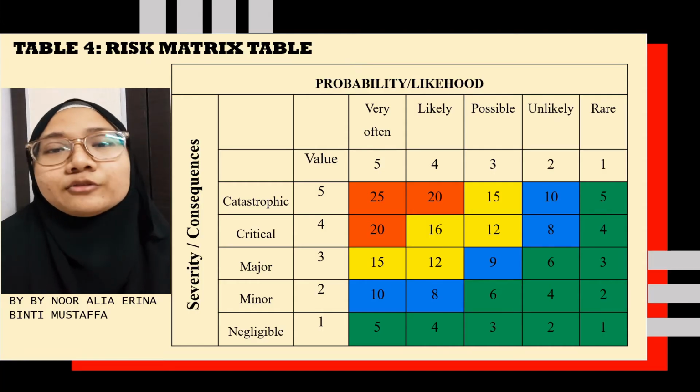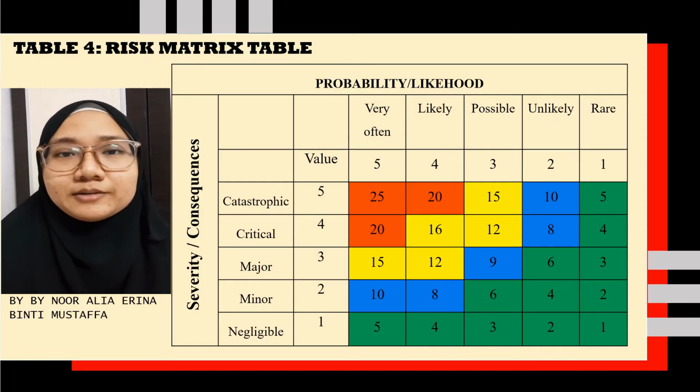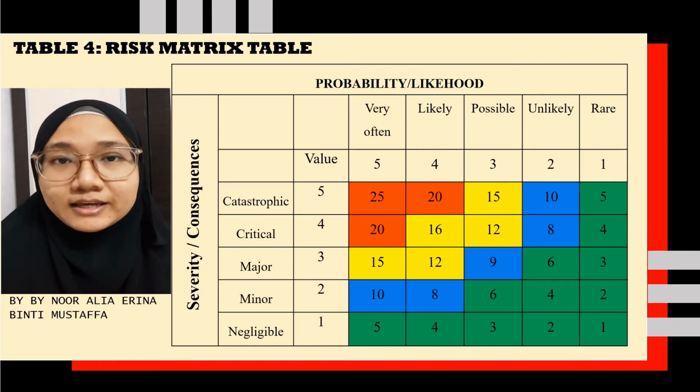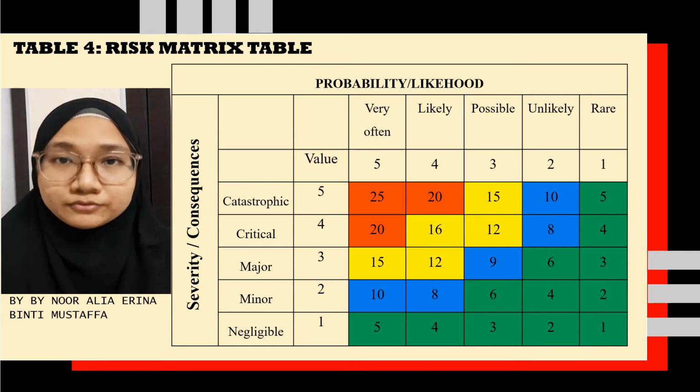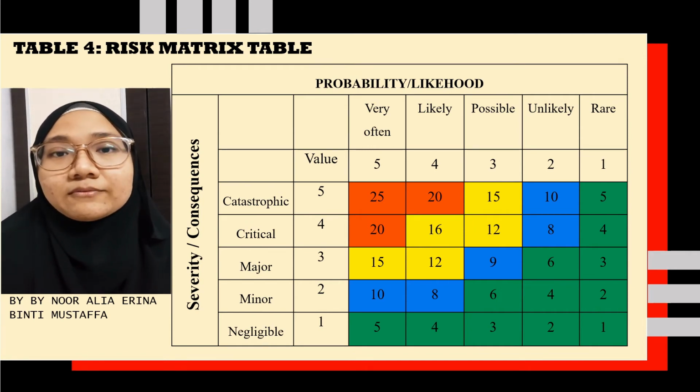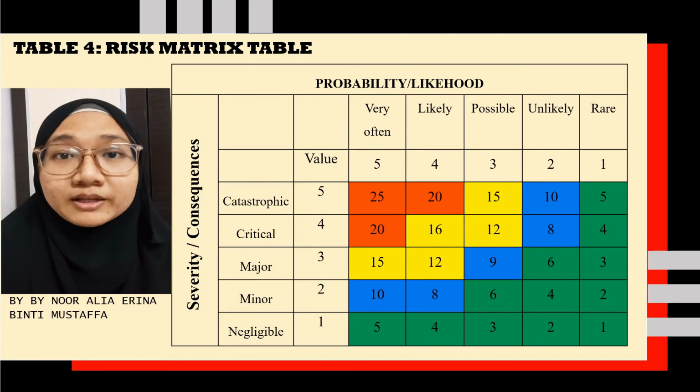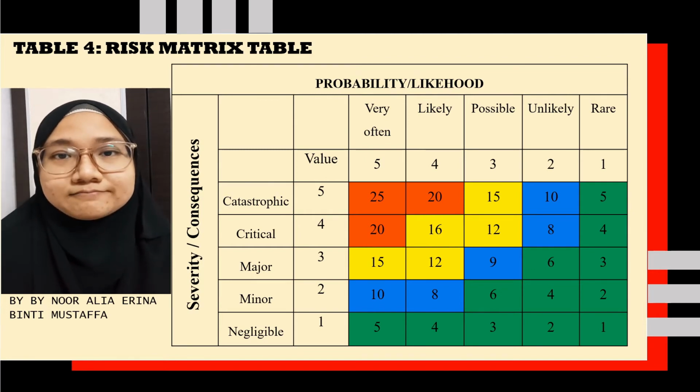Next, I'm going to present the risk matrix table. For this table, we have the severity and the likelihood. To find the risk value, we must multiply the severity and the likelihood. For example, major has the value of 3 and possible has the value of 3. When we multiply, we will get 9.